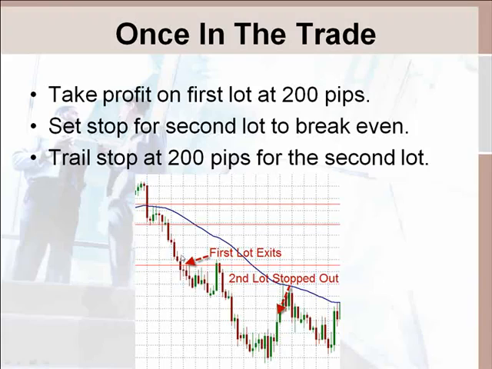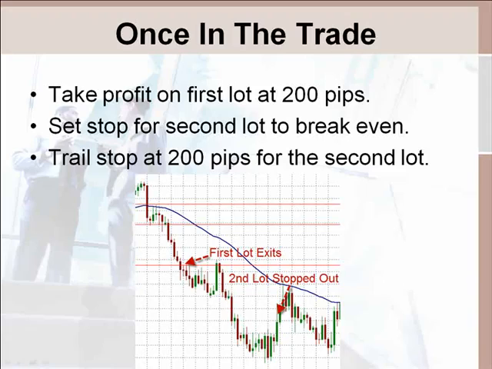And then you would trail your stop at 200 pips. So set your stop to trail at 200 pips and then just let the trade go. In this case, it continued on down to here, and then it came back up, and at that point our trailing stop had been dragged down and we stopped out.